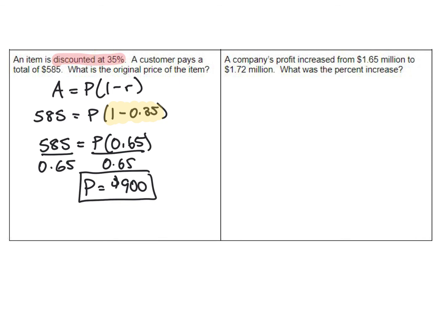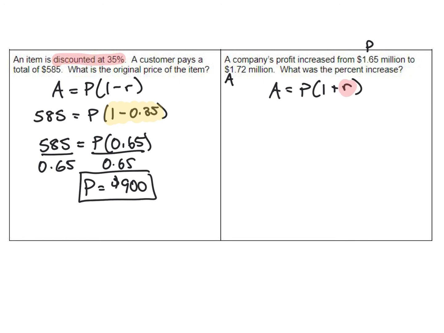All right, next one's going to be a little sassy. It says find the percent increase. So company's profit increased from 1.65 million to 1.72 million. So percent increase, we're going to use the formula A equals P times 1 plus R. Where we are starting from is we are starting from 1.65. So think this is P. This is the amount of increase at the end. Our goal is to find the percent. So we're going to try and find R in this formula.